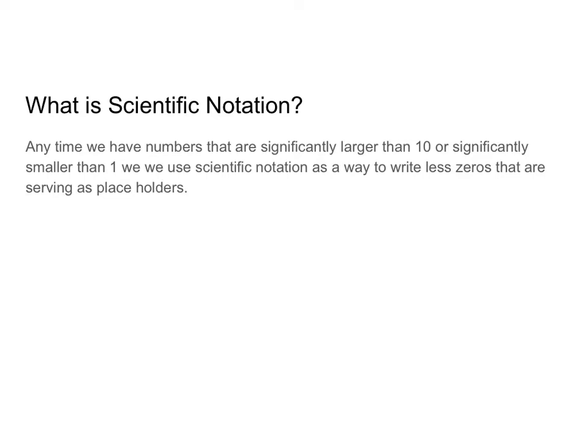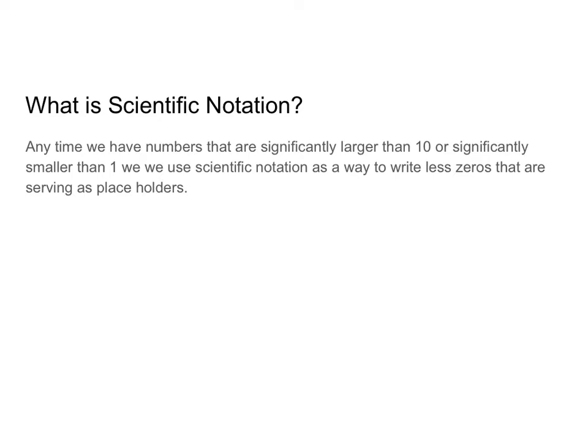Anytime we have numbers that are significantly larger than 10, and when I say significantly larger than 10, I don't mean 15, okay? I mean numbers with a lot of zeros after the number. Or if it's significantly smaller than 1, and I do not mean 0 or negative numbers, I mean numbers like 0.00007 or something like that. We use scientific notation as a way to write fewer zeros that are currently serving as placeholders, and that gives us an easier time writing numbers down. So we have these quite often.